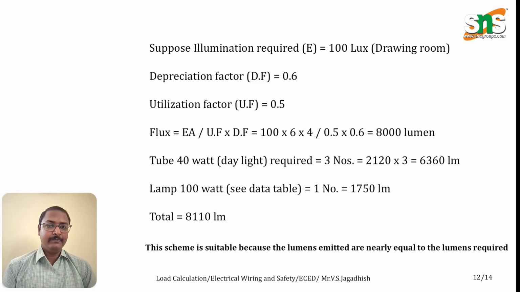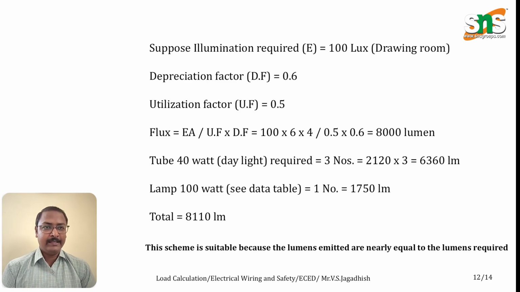Suppose this drawing hall requires an illumination of 100 lux, and we have to consider the depreciation factor and utilization factor to calculate the flux. That is, 100 lux into 6 into 4 divided by 0.5 into 0.6, where 6 into 4 is the area, to be converted into lumens. So we need about 8000 lumens for the drawing hall.